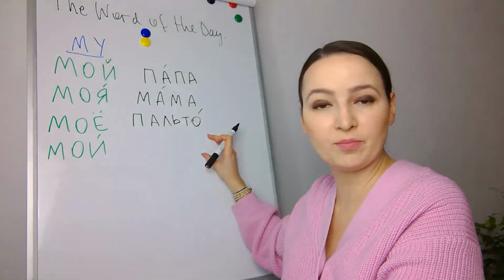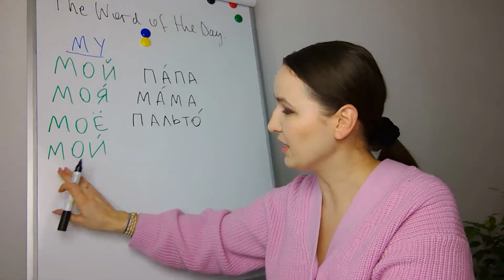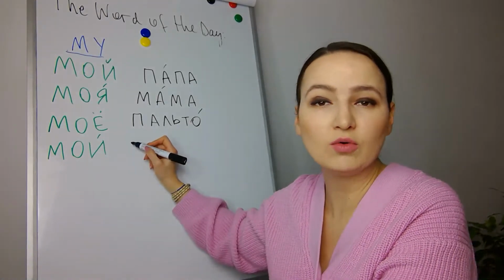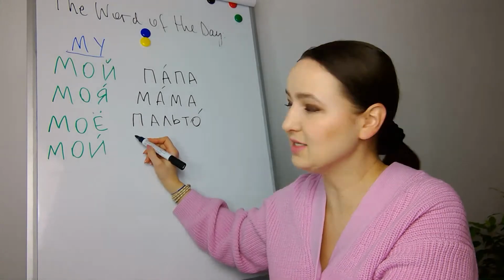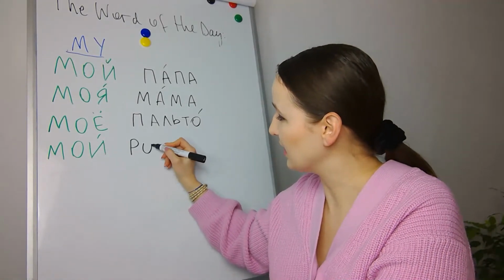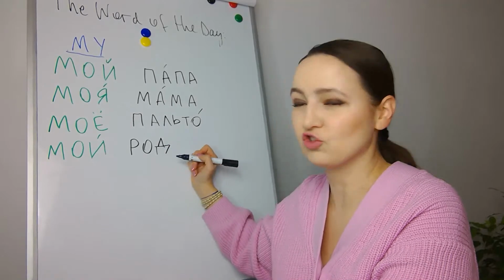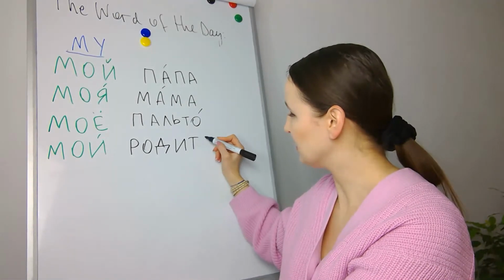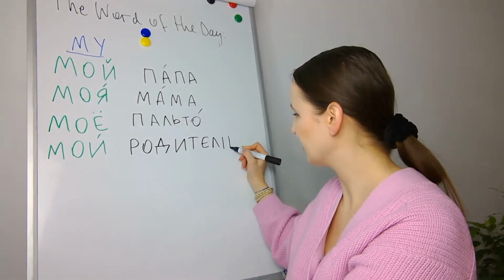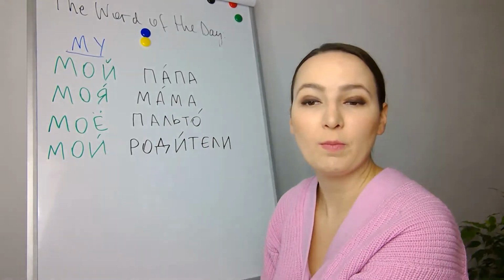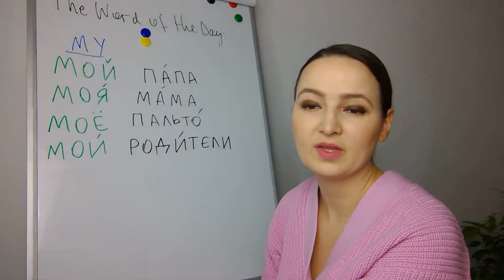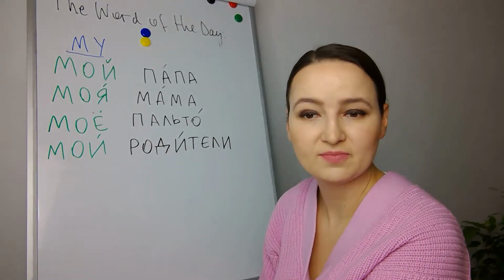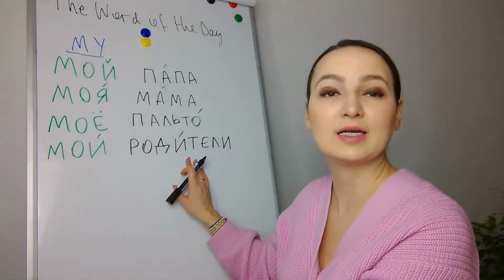And here we need a noun in plural. Мои and something in plural. Here let's write down мои родители. What does it mean? Translate in chat. Родители. Мои родители. My parents. Да, правильно. Parents, родители.